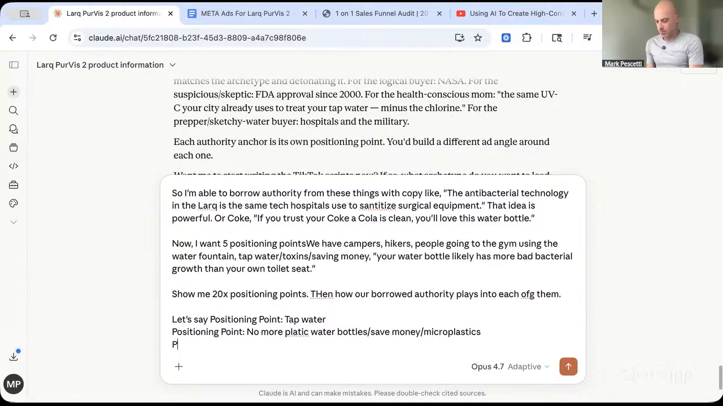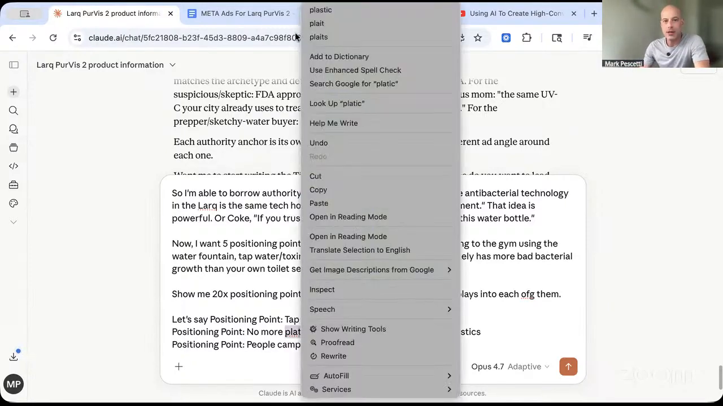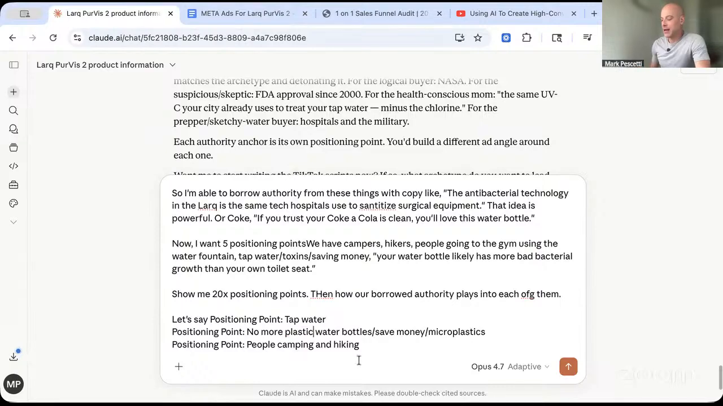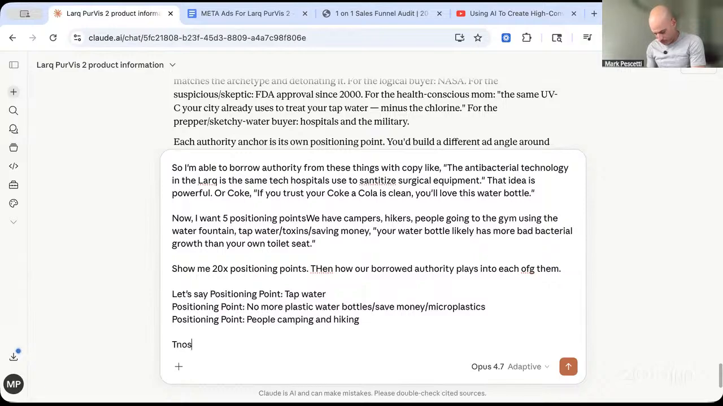So positioning point number 3: people camping and hiking. If we were to feed these 3 positioning points and then start building ads out of different archetypes and storylines, we could give Andromeda a lot to work with. Don't worry about my spelling.